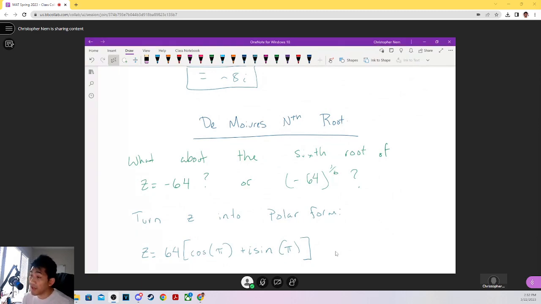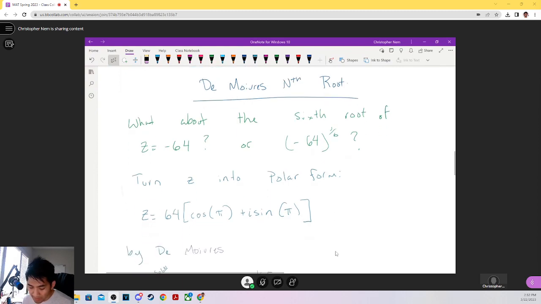Boom. So we have that. Now, remember, modulus is always positive, so we can't put negative 64. Now, the next thing I do, I apply de Moivre's theorem, which I'm raising to the 1/6 power. The only difference is that because I'm doing roots instead of raising to a power, I'm going to be dividing, doing radicals or whatever.